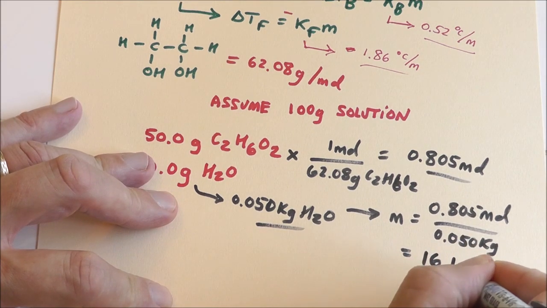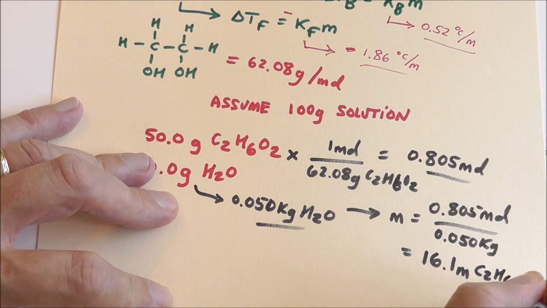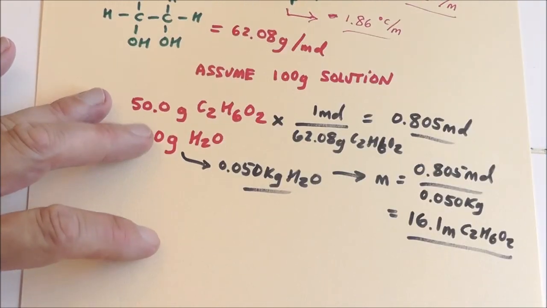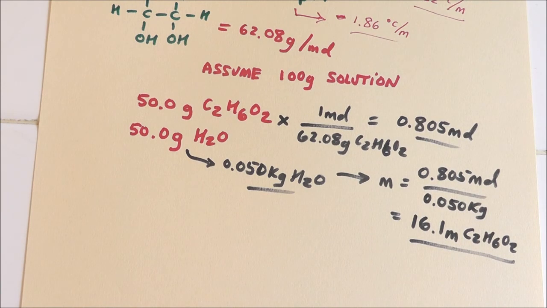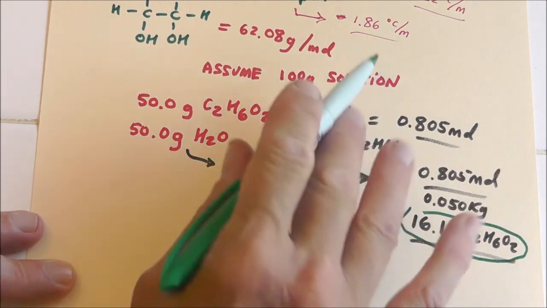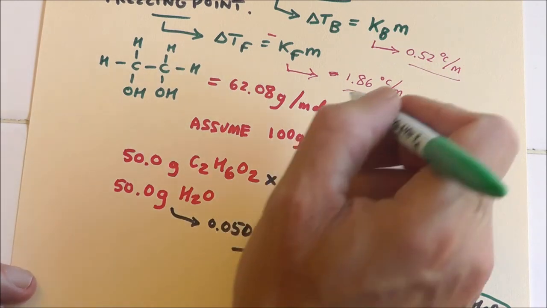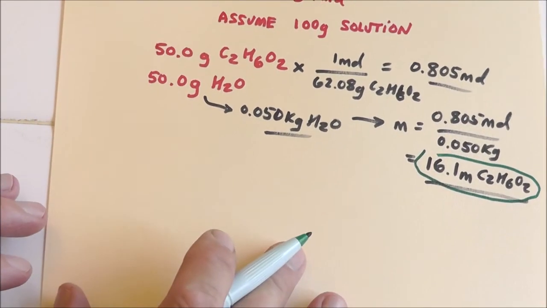Boy, that's concentrated, right? Well, hey, when you make this up, 50-50 is pretty darn concentrated. And so now what we're going to do next is crank that through each equation. And that's the next segment here. So we're going to use this as our m. We got our K's up above, and let's go ahead and crank it through.